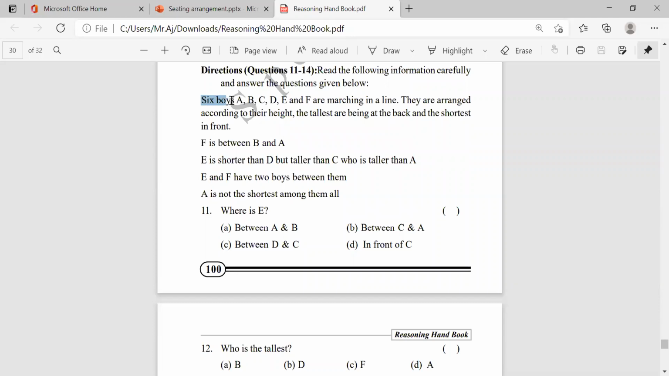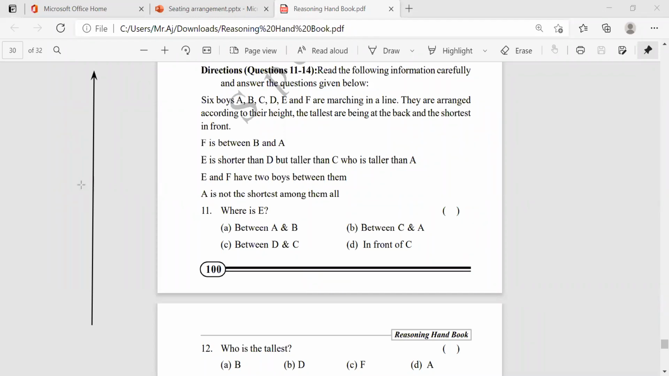There are 6 boys. They said first thing, 6 members are there. A, B, C, D, E, and F are marching in a line. Marching in a line means which diagram do we have to use? Marching in a line, we have to use a line. Okay, take it. This is a line. This will be the line. They are marching. Marching means a straight line, right? So the people will stand one after one. One people will stand and that person's backside, another person will stand. That is a march line.